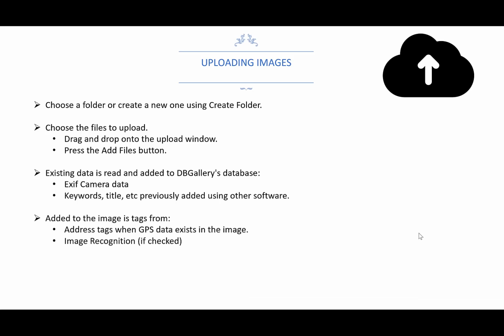Also added to the image is tags from reading your GPS information if the image has it, and adding street information or city and country. Also, it will use Amazon's image recognition to automatically tag images of common objects it may find in the photo. And in summary, you may upload photos, videos, and PDFs.